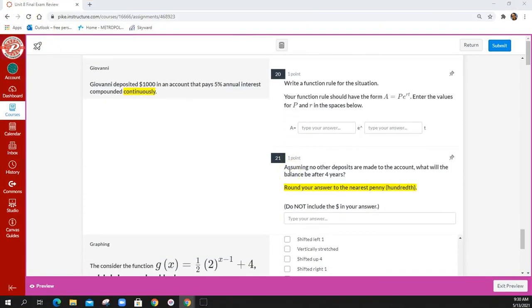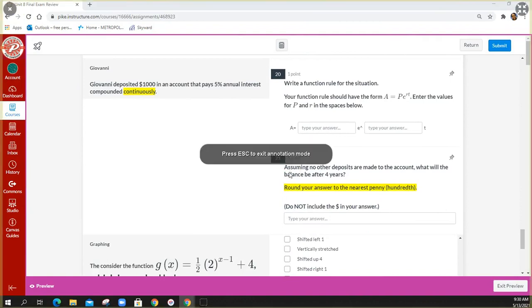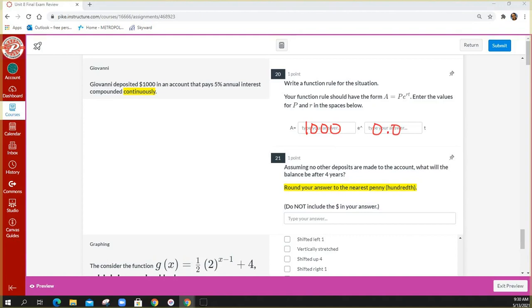Number 20, we're going to use continuous interest, which is PERT. So we have $1,000 to start off with. So we have 1,000 in the first box. And the interest rate is 5%. So 0.05, because you have to change that, is your R value. And that goes in the second box.